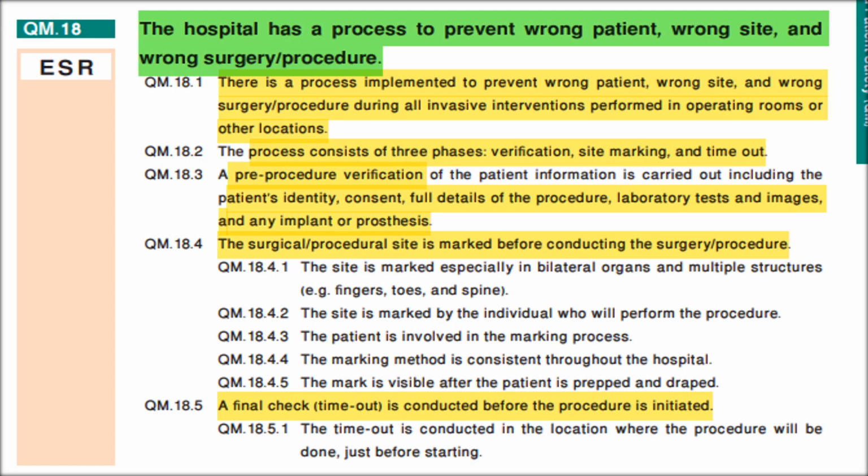Okay, now moving on to the second ESR of QM, we have QM 18. It states that the hospital has a process to prevent wrong patient, wrong site, and wrong surgery procedure. The substandard states that there is a process implemented to prevent wrong patient, wrong site, wrong surgery procedure during all invasive interventions performed in the operating rooms and other locations.